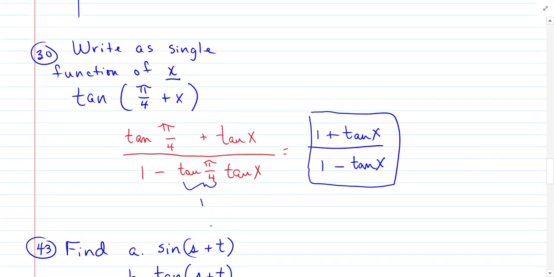All right, write as a single function of x, tan of pi over 4 plus x. So this is an angle and this is an angle. So we have tan of that plus tan x, 1 minus, these are multiplied. So remember that tan of pi over 4 is 1. So we have 1 plus tan x over 1 minus, that's 1. So now we have 1 minus tan x. And we've done what they asked. It wanted to be just a function of x. And we don't have any other things in there, so we're good.